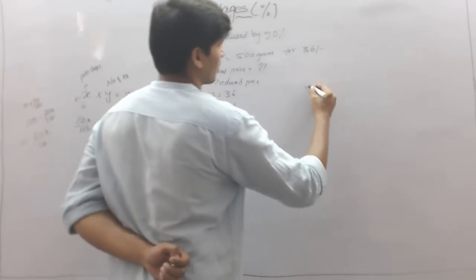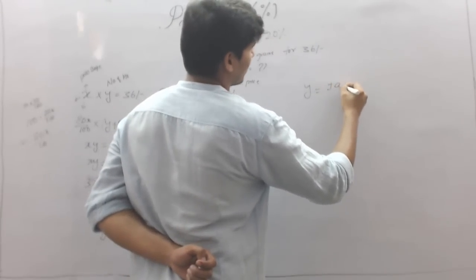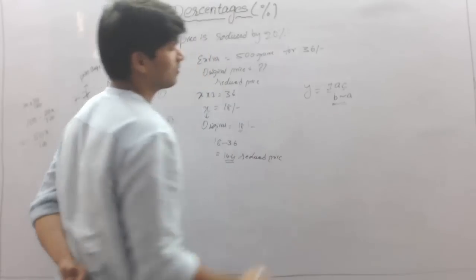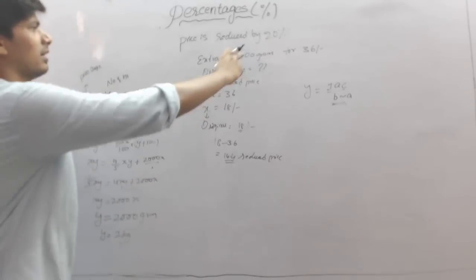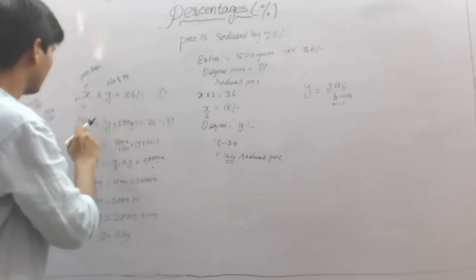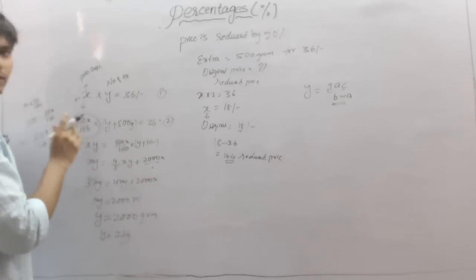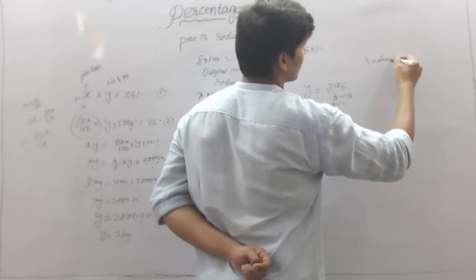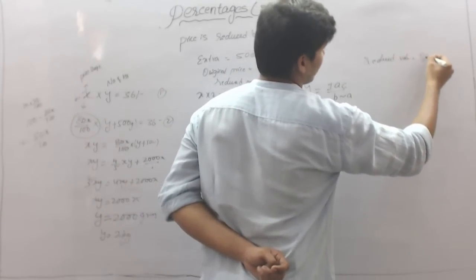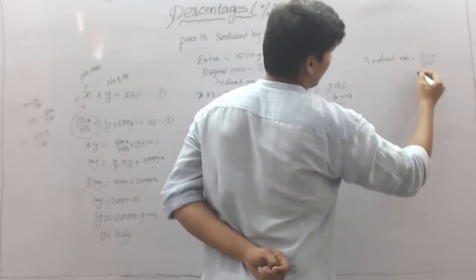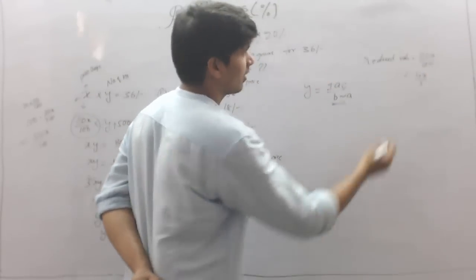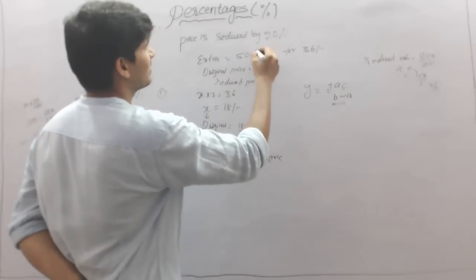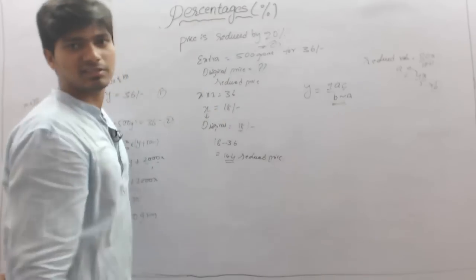The shortcut is y is equal to plus or minus AC by B minus A. What are these values? The price is reduced by 20%. That means now the reduced value is 80x by 100, which is 4x by 5. This is A and this is B. The C is the number of increased units.